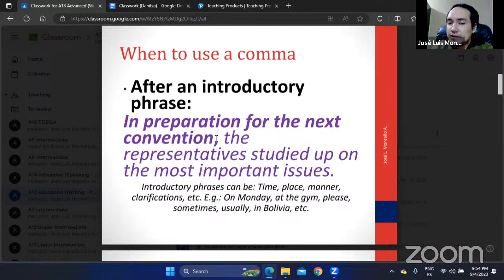After the introductory phrase, such as "in preparation for the next convention," "before the exam," "after our class," "on Monday," "in this place," and so on, comma, give me any type of sentence that you want after that. It can be a simple sentence, a compound sentence, or a complex sentence. You know the difference. There is more, but what I gave you in our document is the basics that you know, and then we're going to be combining.